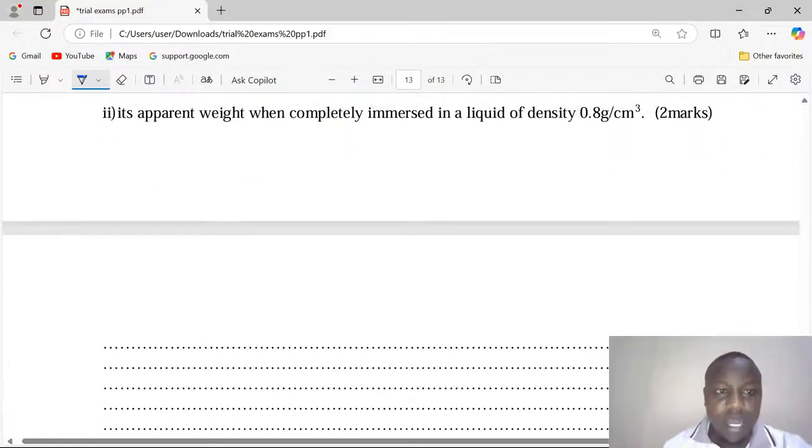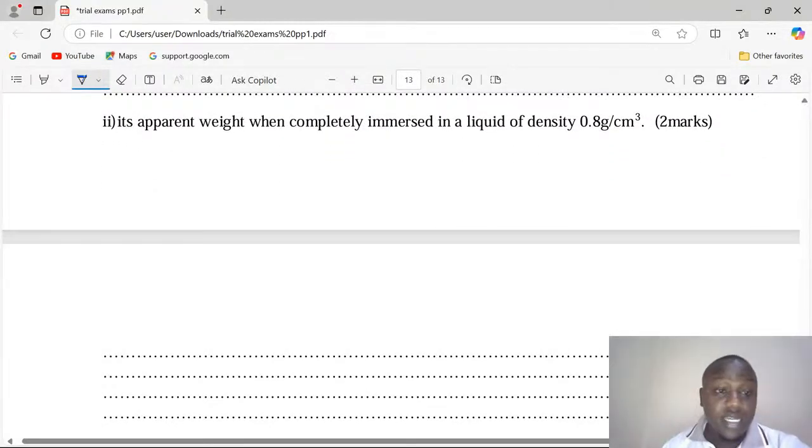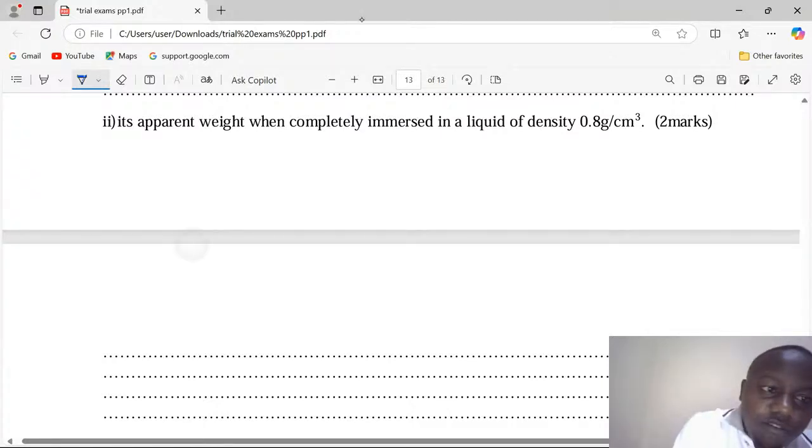So we can look at number 2 now. We are calculating its apparent weight when completely immersed in a liquid of density 0.8. The first thing we are supposed to compute is the upthrust it will experience. And how do we get upthrust? Upthrust is given by the weight of the liquid displaced. So we can get its own volume first, the volume of wax.